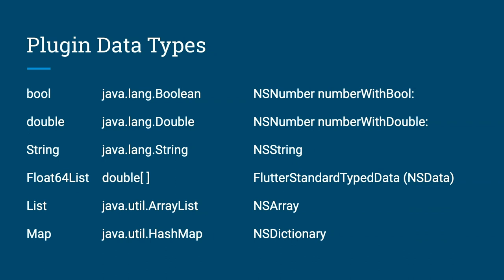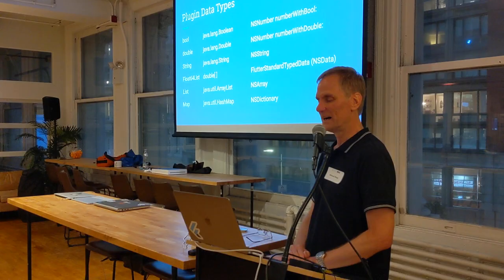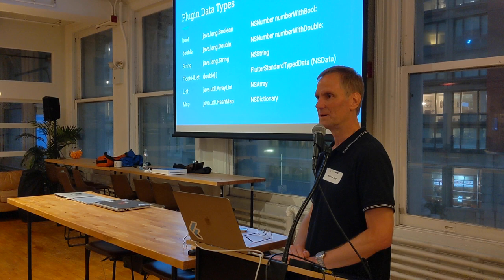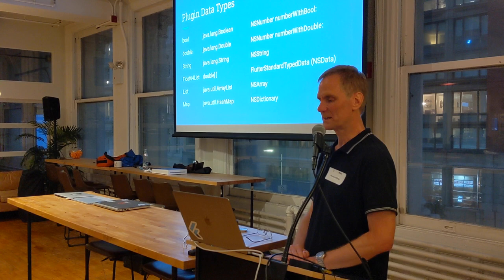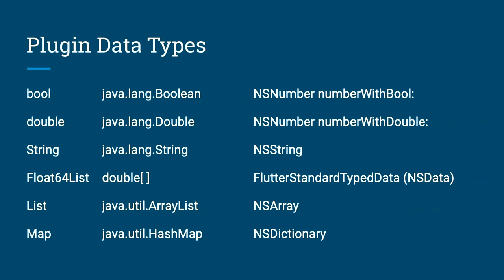String becomes String or NSString. Float64List, which is an example of a typed data in Flutter and Dart, becomes a double array, which of course is an object and so could be null. So that all makes sense too. And in Swift, all of the Dart typed data types become this FlutterStandardTypedData that wraps an NSData of just the raw bytes, and it's up to you to interpret those raw bytes correctly. And I showed you how to do that in the previous slide using that unsafe pointer incantation.